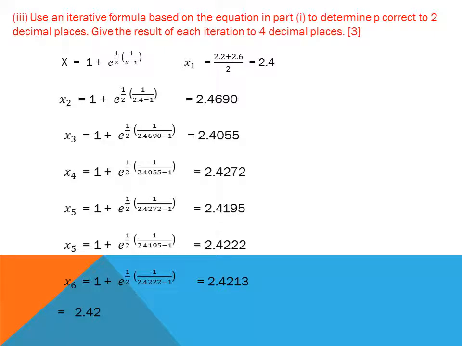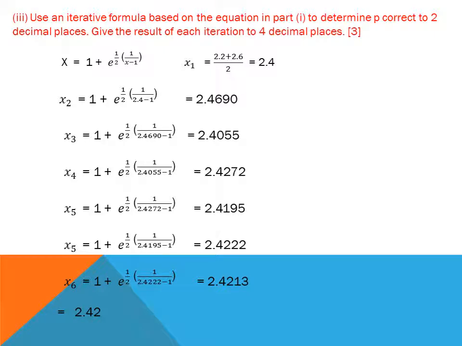So first I will find x1. I suggest that you should take the middle value, because we have proved that the root lies between 2.2 and 2.6. I suppose that the root lies in the middle. So (2.2 + 2.6)/2 is equal to 2.4. I get x1, and then put the x1 value in the equation.